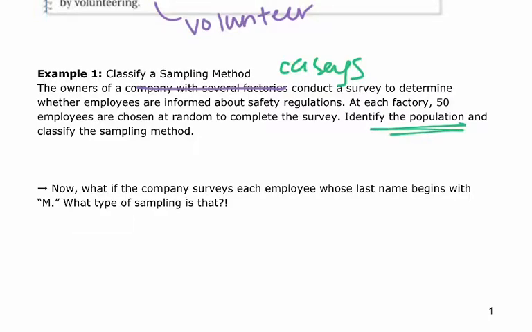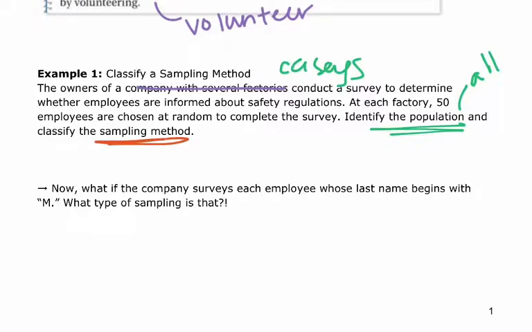So they are only surveying several factories. So the whole population would be all factories, because that's what we're really looking to get information about, is all factories. But the sampling method, that's where I'm really interested right now.